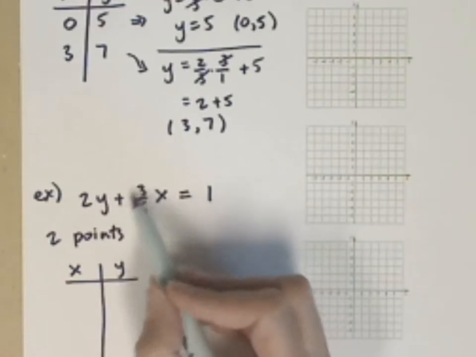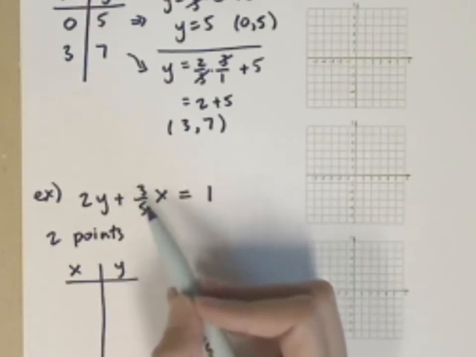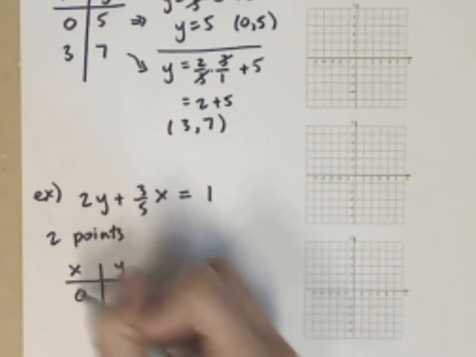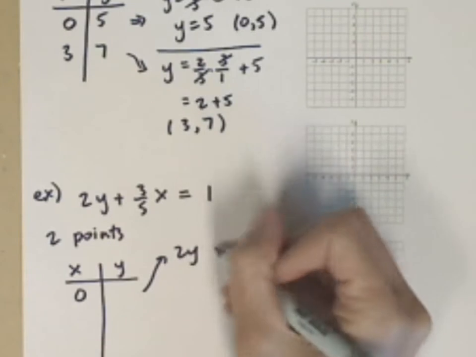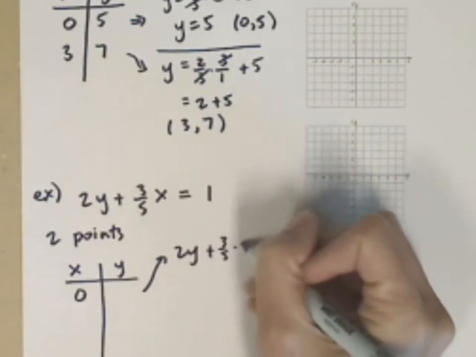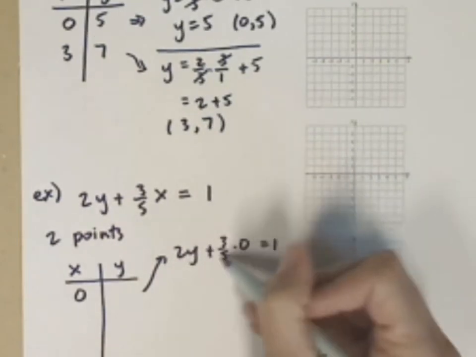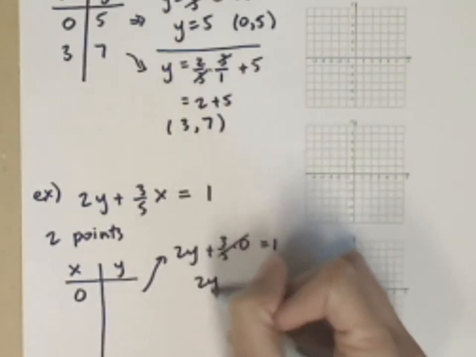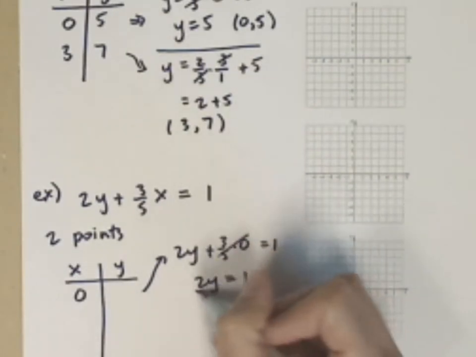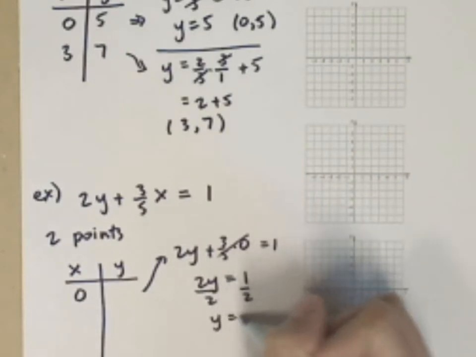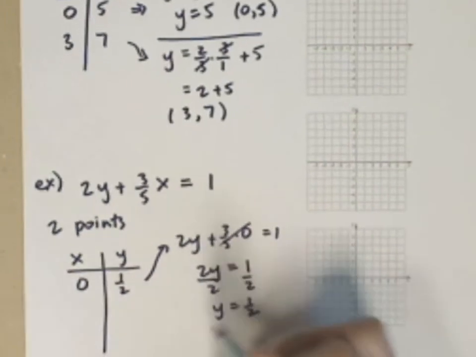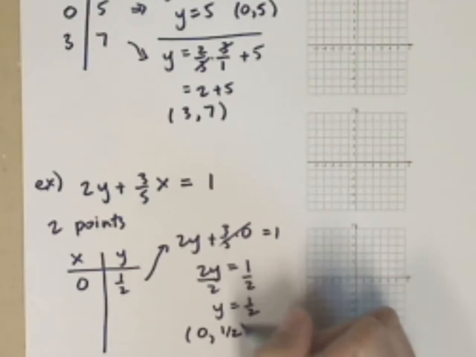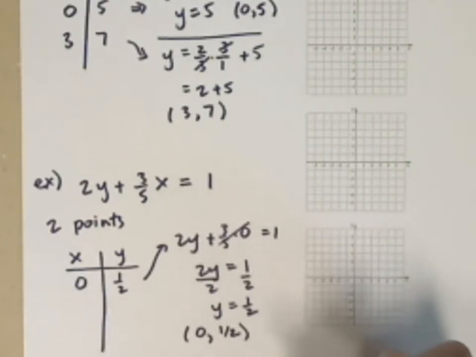Well, let's start by getting rid of the 3/5. Since I can pick anything for x, let's start with 0. So I'm going to start with 0. When I put that in, I get 2y plus 3/5 times 0 equals 1. That cancels. 2y equals 1. Divide both sides by 2. And y equals 1/2. So there's 1 point. So when x was 0, y is 1/2. We need a second point, though.